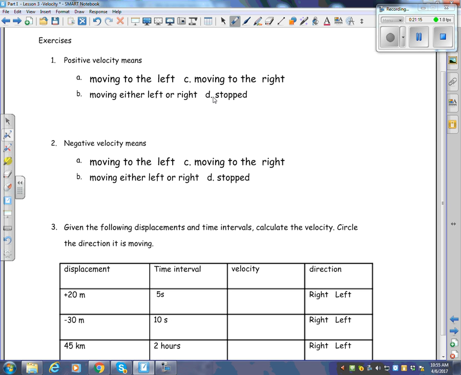Positive velocity means what, Charles? Moving to the right. Dance it for us, Charles. Moving to the right. That's left and right.